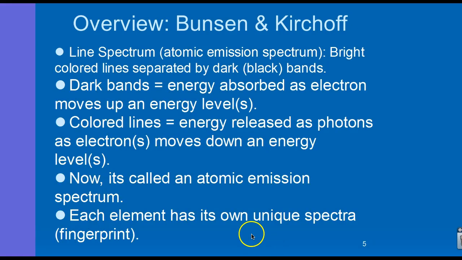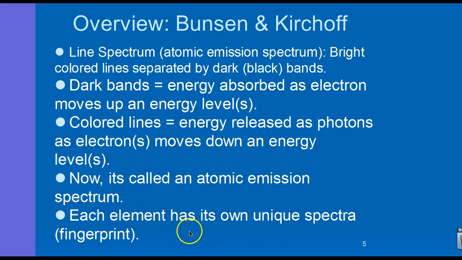So, Bunsen and Kirchhoff's line spectrum, which we saw on the previous slide, is also called the atomic emission spectrum. It's bright colored lines separated by dark bands, which are black bands. The dark bands are where the energy is absorbed as an electron moves up an energy level. Energy could be from an outside source like electricity, maybe heat. Colored lines are where energy is released as photons as electrons move down an energy level, or maybe more than one level. Now it's called the atomic emission spectrum, or spectra perhaps.